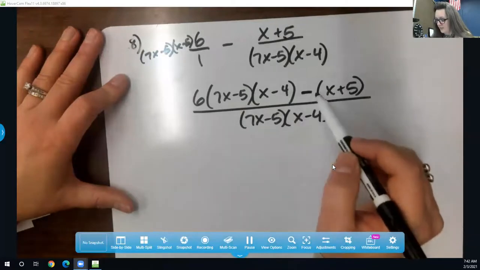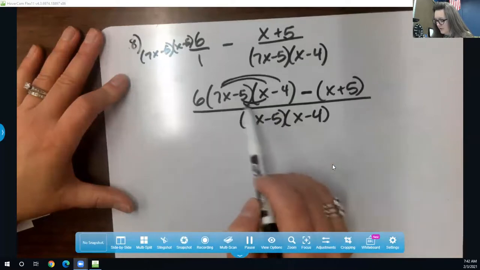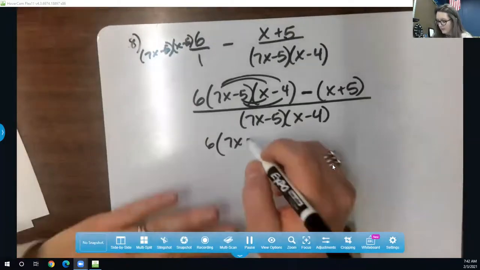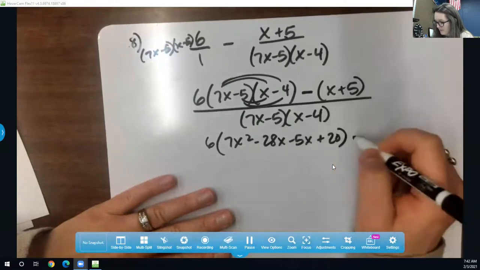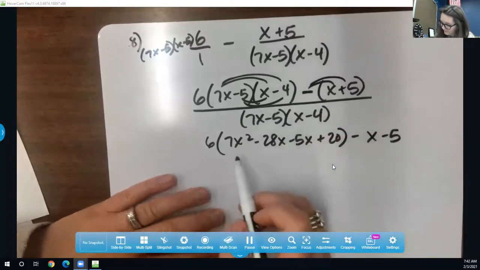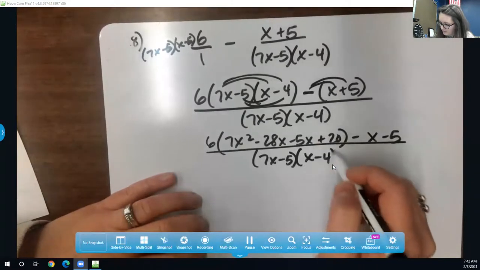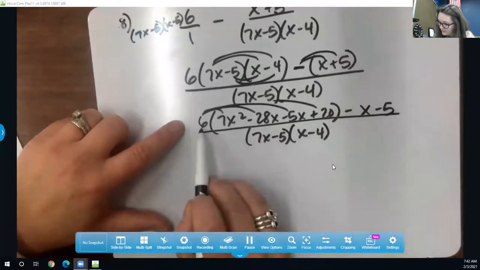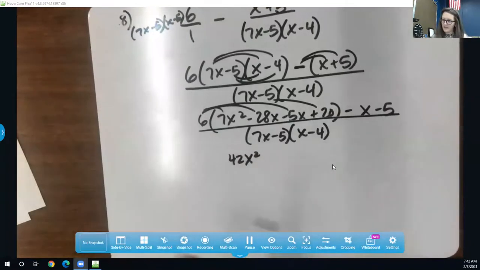Okay, because we're subtracting, remember, we cannot cancel these out, right? So what I'm going to do is FOIL this and see what we get. If I multiply all of these out, we get 6 and 7x squared minus 28x minus 5x plus 20 minus, I'm going to go ahead and distribute this negative here, x minus 5. All right, still our denominator's the same, didn't do anything with it. I'm going to keep it simplified or factored like this. All right, now let's go ahead and distribute. So I have a 6 times 7 is a 42x squared, 6 and 28.